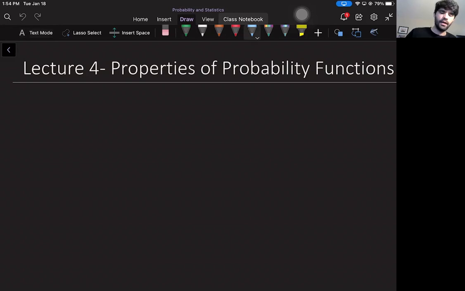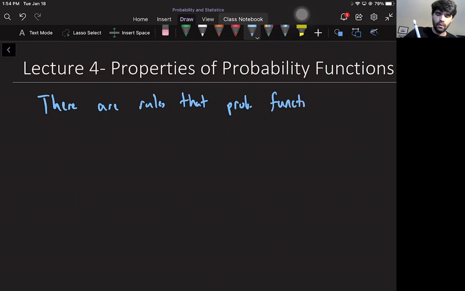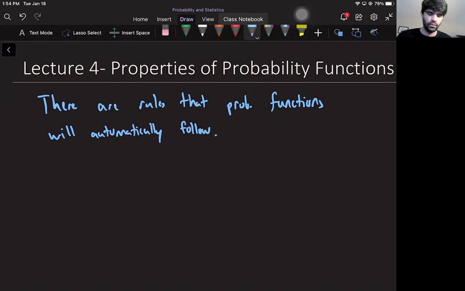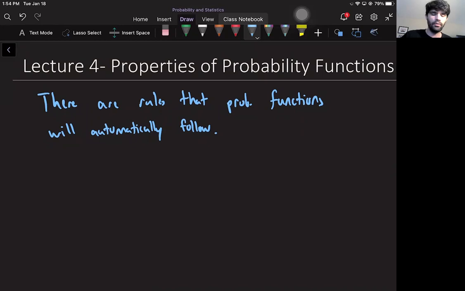So the basic idea is that there are rules that probability functions, just from the definition of what they are, will automatically follow. It doesn't matter which specific probability function you're talking about, these rules will automatically be true. That's because they come from the first rules that are in the definition, which is that the probability of omega has to be one, and that you can add probabilities of disjoint events.